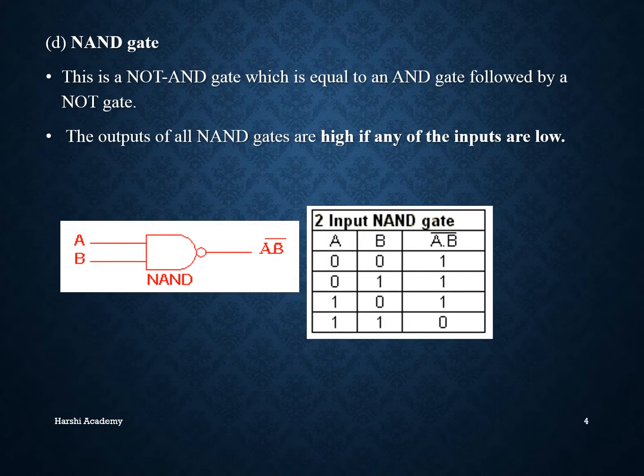Let's see NAND gate. This gate is created as a combination of NOT and AND gate, which is equal to an AND gate followed by a NOT gate. The output of all NAND gates are high if any of the inputs are low. Keep in mind this highlighted point. This is the symbol for NAND gate.